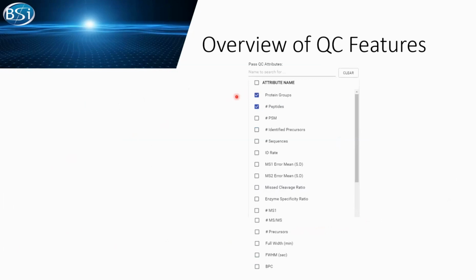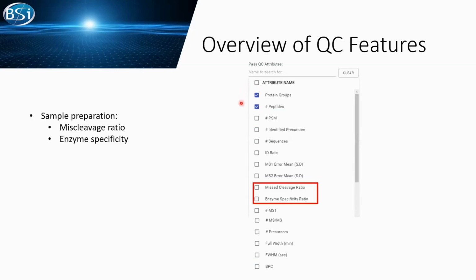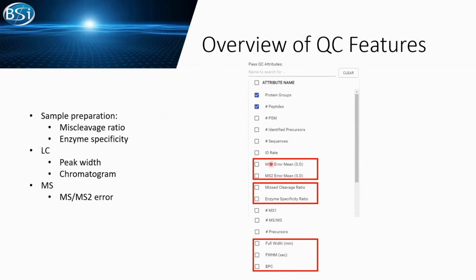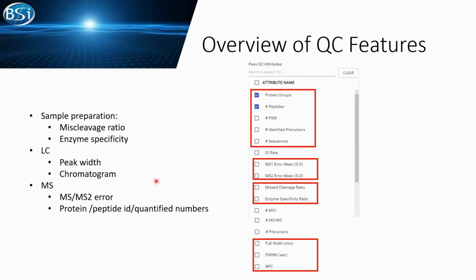The QC attributes that we watch here basically cover all the topics that we talked about earlier in our first 5 minutes. So we cover the sample preparation, we monitor the misclipping ratio, enzyme specificity. For the LC, we monitor the full width of the peak, half width, the base peak chromatogram. For the mass spec, of course, we monitor the mass spec error, as well as all the other identification numbers like the protein and peptide identifying numbers, quantifying numbers. All of these can be chosen to monitor based on the user's needs.